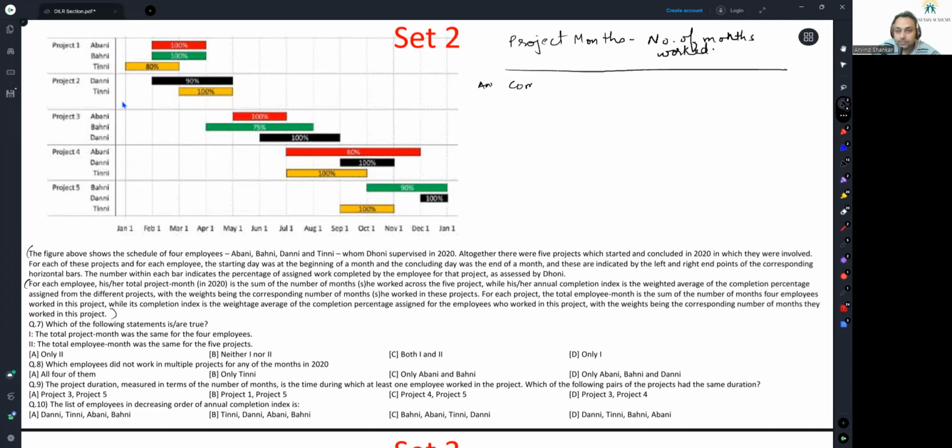There is an annual completion index, which is the weighted average of the completion percentage assigned from different projects. Weighted average of completion percentage. And the important thing here is months as weights, with weights being the corresponding number of months he or she worked in these projects.